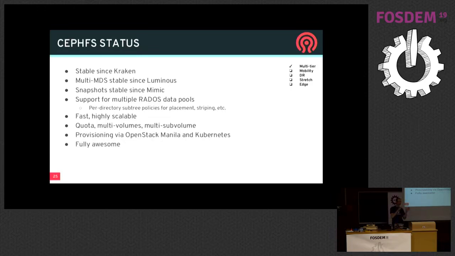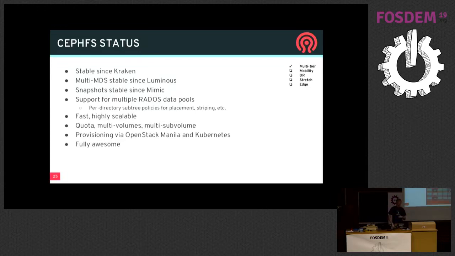And in CephFS, you can map a particular subdirectory to any Rados pool so that new files created in that directory get stored in that location. CephFS is fast and scalable. It's got quotas, volumes, subvolumes, all this good stuff. And you can provision it with Manila or with Kubernetes PV, persistent volume drivers.